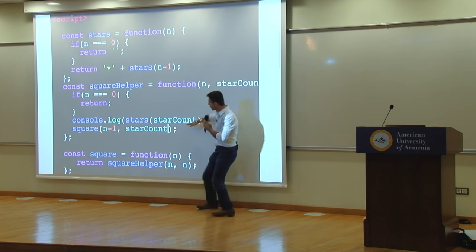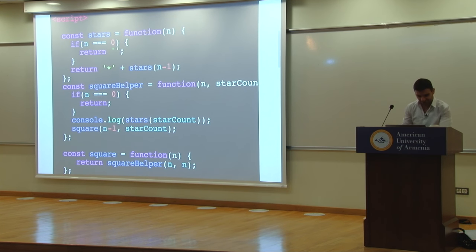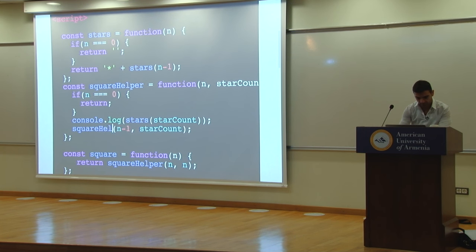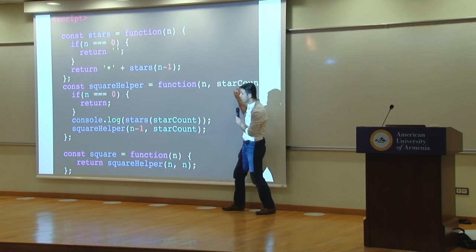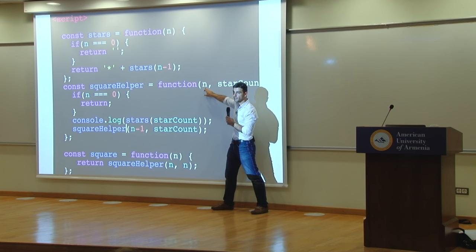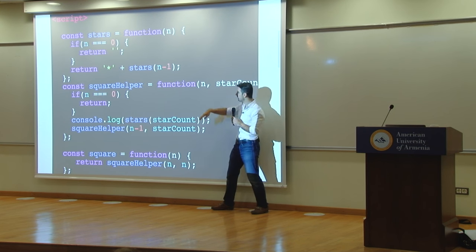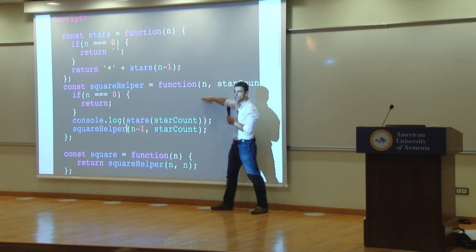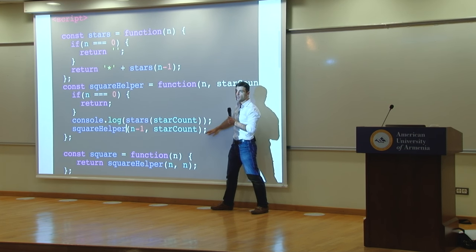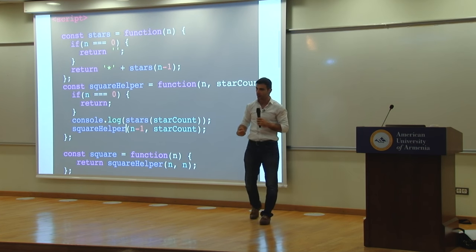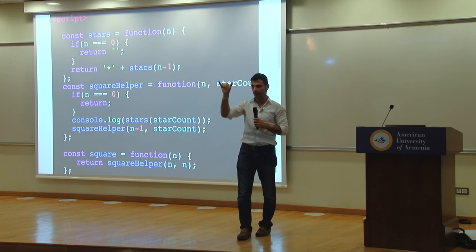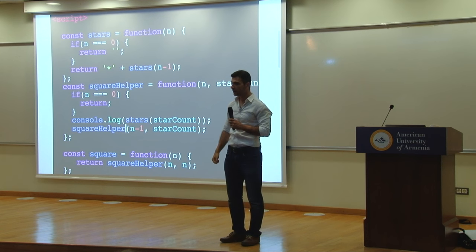Okay, we then call the same function with the same number of stars, which is 5, but n is decremented. That is to say, it decreases by 1. So this becomes 5, this becomes 4. Is 4 equal to 0? No. So we print star count, which is still 5. We go here, we decrement n to be 3. Is 3 equal to 0? No. We print star count, which is still 5. You get it? So we keep going 5 times, and on each iteration, we print 5 stars. So we get 5 times.